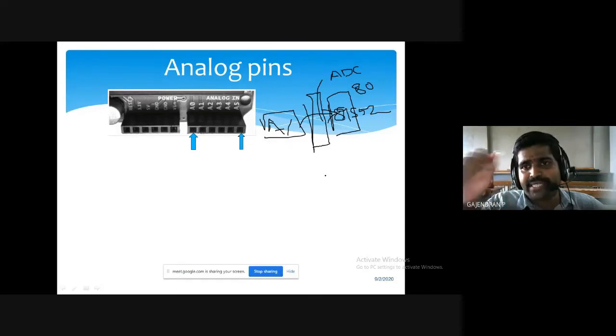10-bit ADC. 2 to the power 10, how much? Next class I will ask. Now I don't ask. You make note of the question. 2 to the power 10. Next class you need to answer.